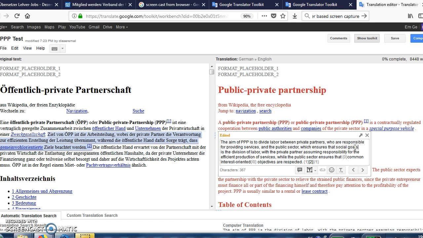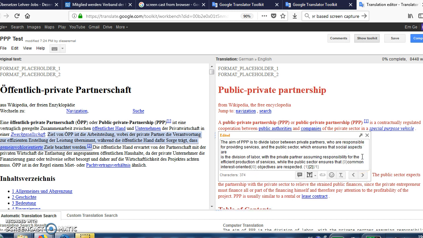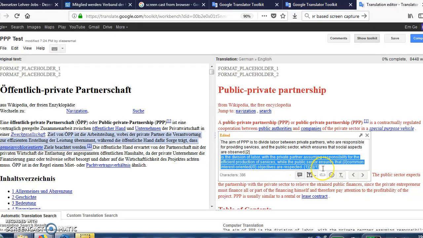Why do we need objectives? It's the same thing as goals. Social goals, or aspects, or whatever. Social aspects are observed. You see, we're not going to say common interest-oriented goals. This would be really a telltale sign of a bad translation. If you have these words where you say, oh, this nobody would ever say that in English. This is just a word by word translation from German.